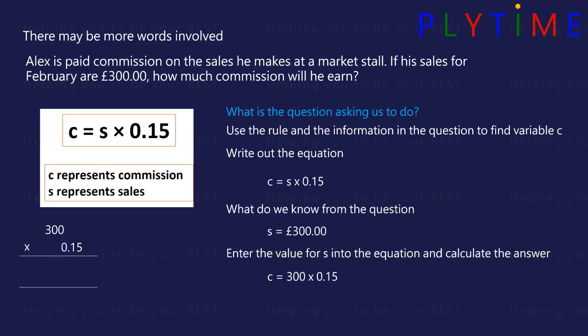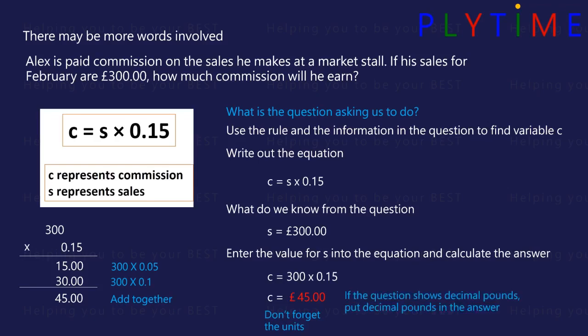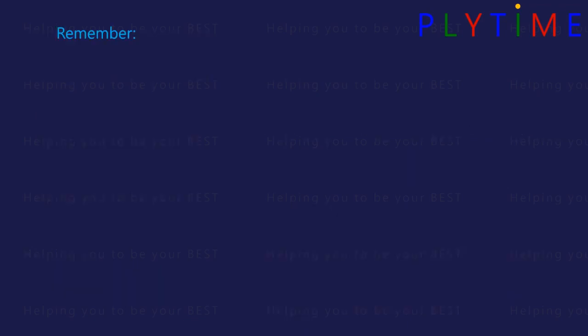Let's do the multiplication. So first, 300 times 0.05 is 15, and then 300 times 0.1 is 30. If we add these together, we have 45. So C equals 45. Don't forget the units, it's £45. If the question shows the decimal point and the pence, we put the decimal point and the pence in the answer.